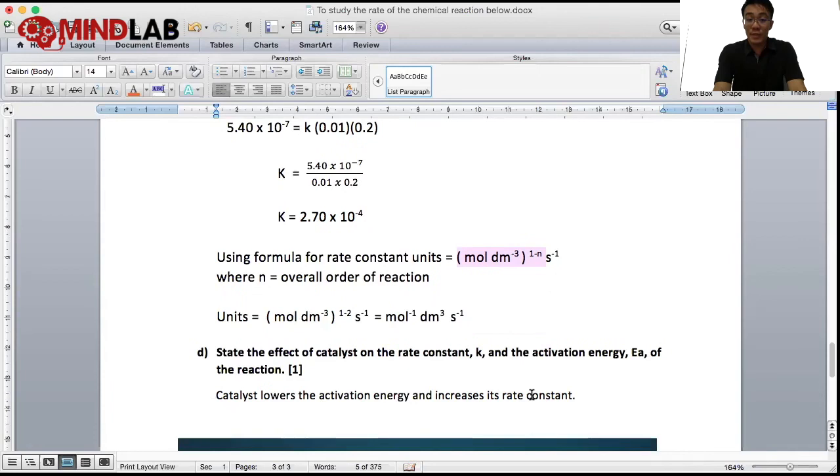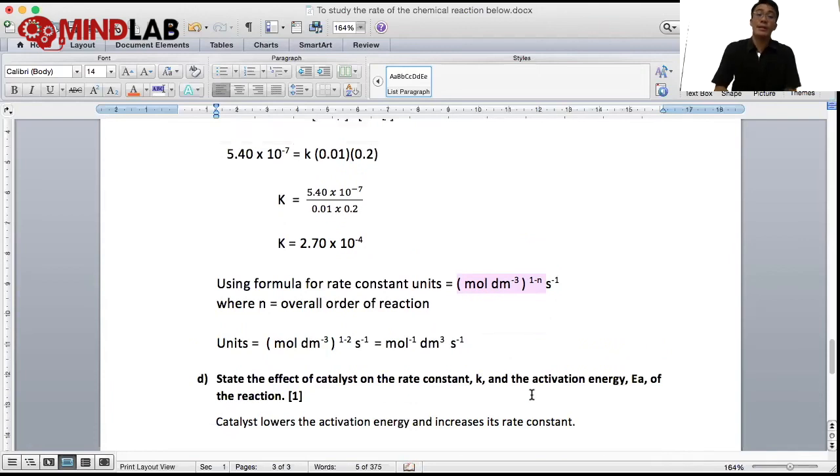Last question. State the effect of catalyst on the rate constant K and the activation energy EA of the reaction. Now this is a 1 mark question, so we just state without offering any explanation. Catalyst lowers the activation energy and increases the rate constant.